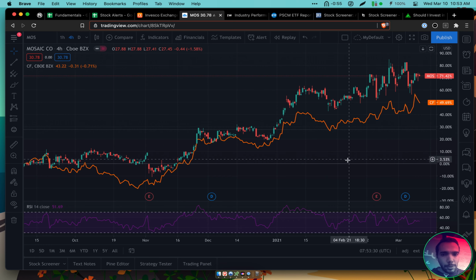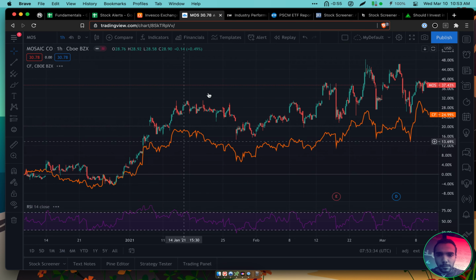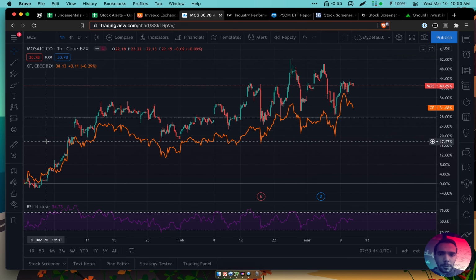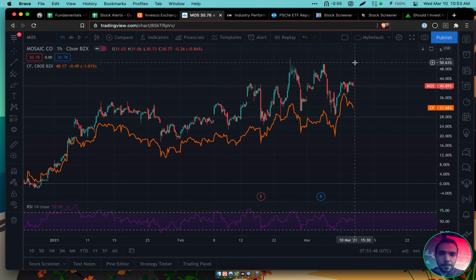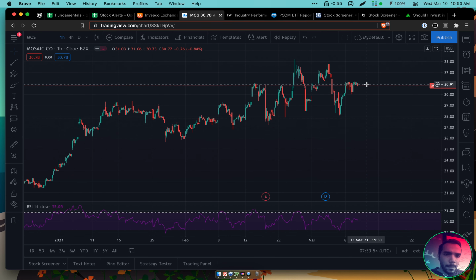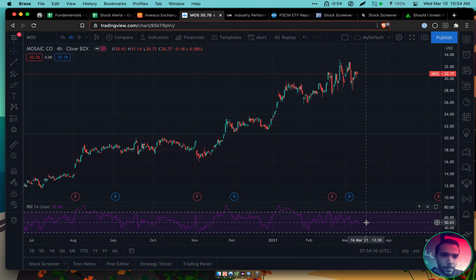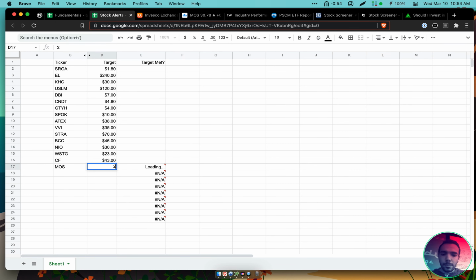Yeah, same trend. Same trend. If you look at 3 months, MOS looks like it's outperformed. Okay. All right, that's good. So get rid of CF. And I think a good buy point, yeah, around 28. If it drops again, maybe around 28. I mean, you can see it's just over the 50. Just over 50 RSI. I'd say around 28. 28 would be a good price. So maybe get MOS on there as well. Around 28.